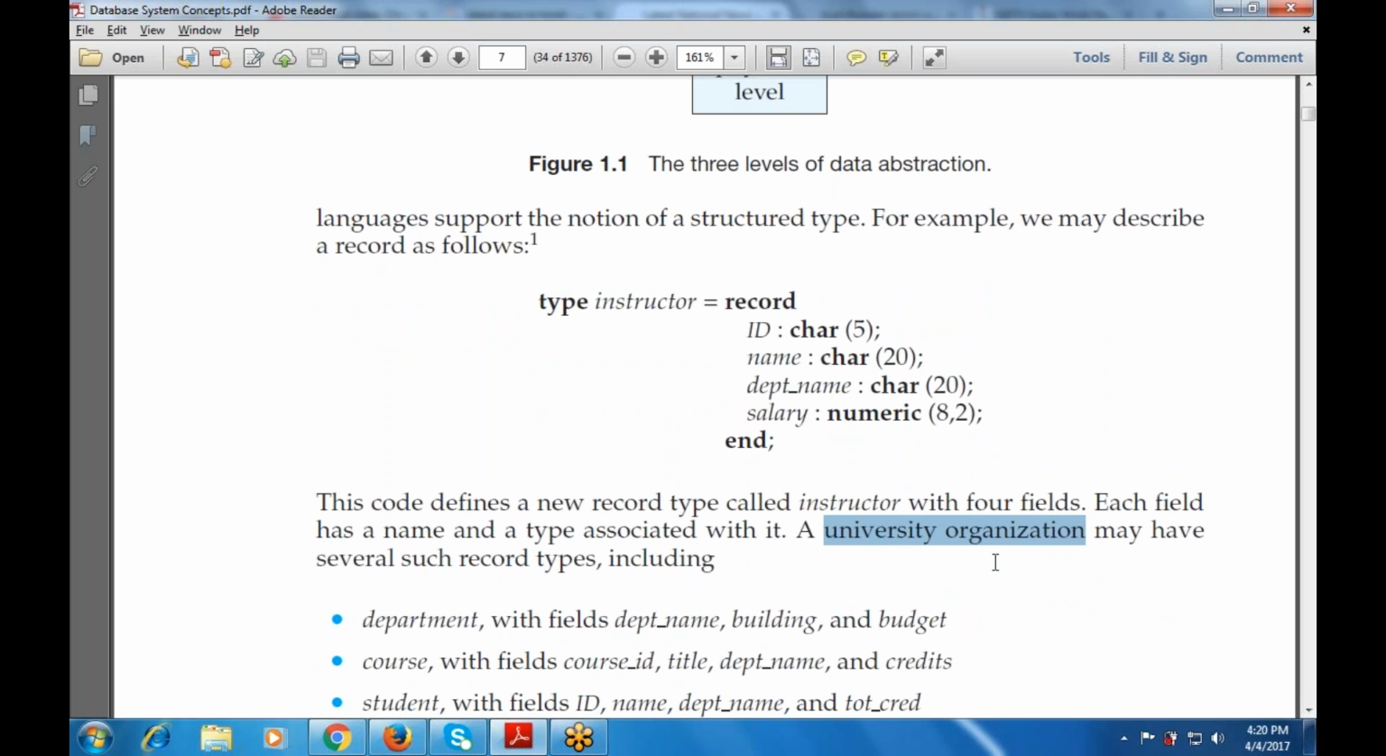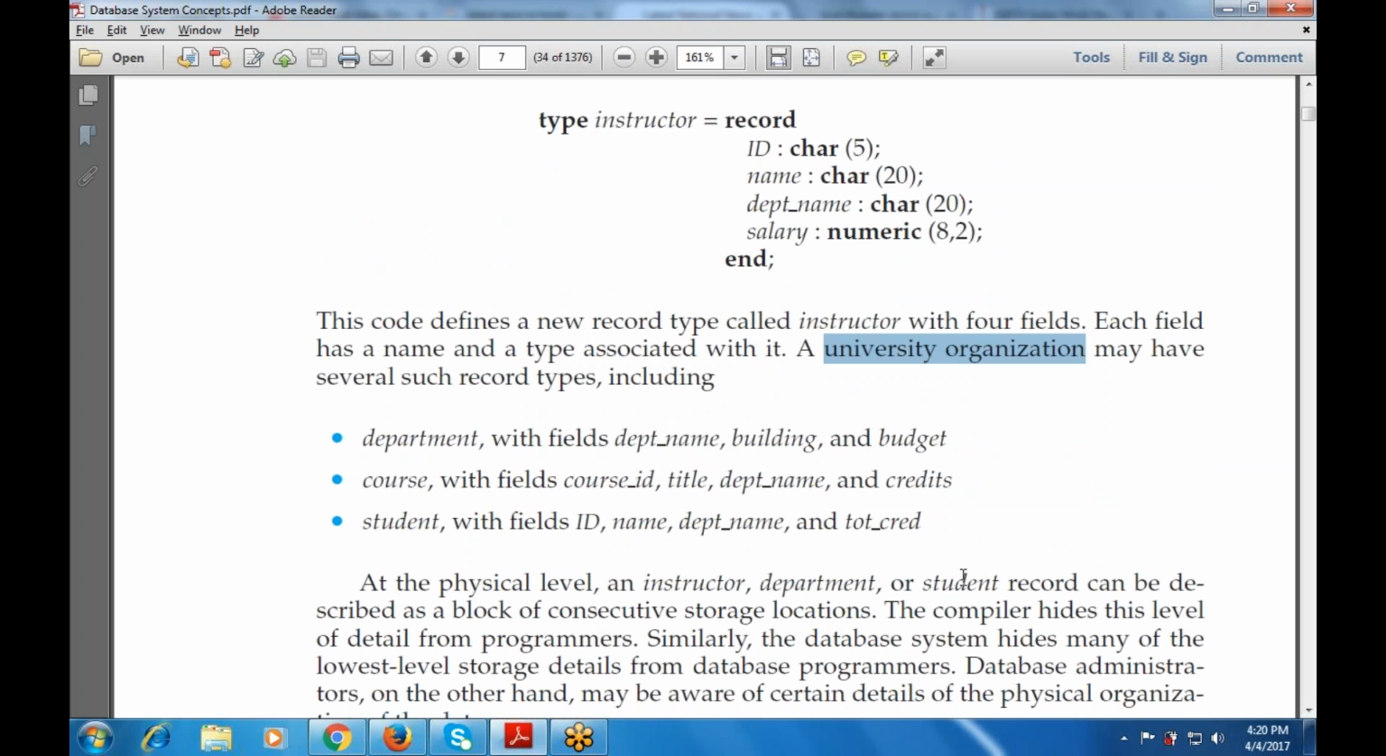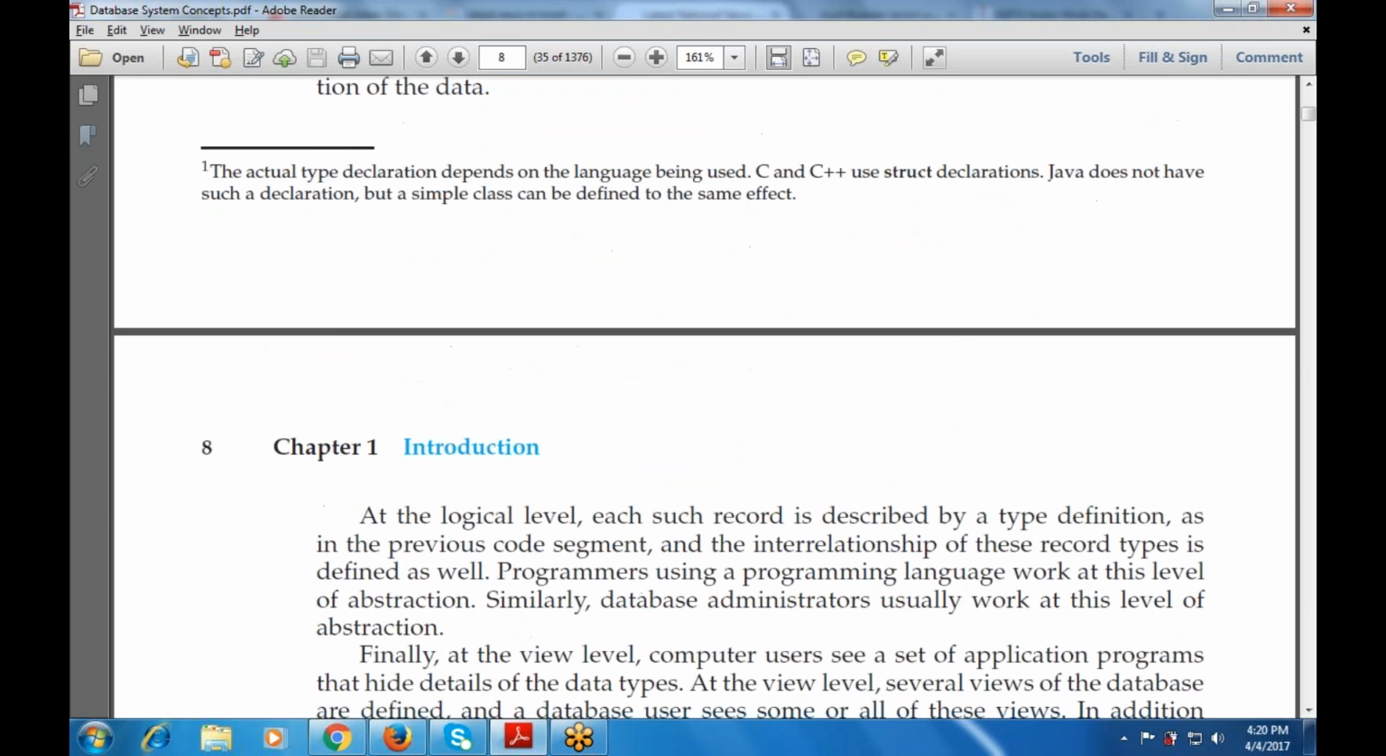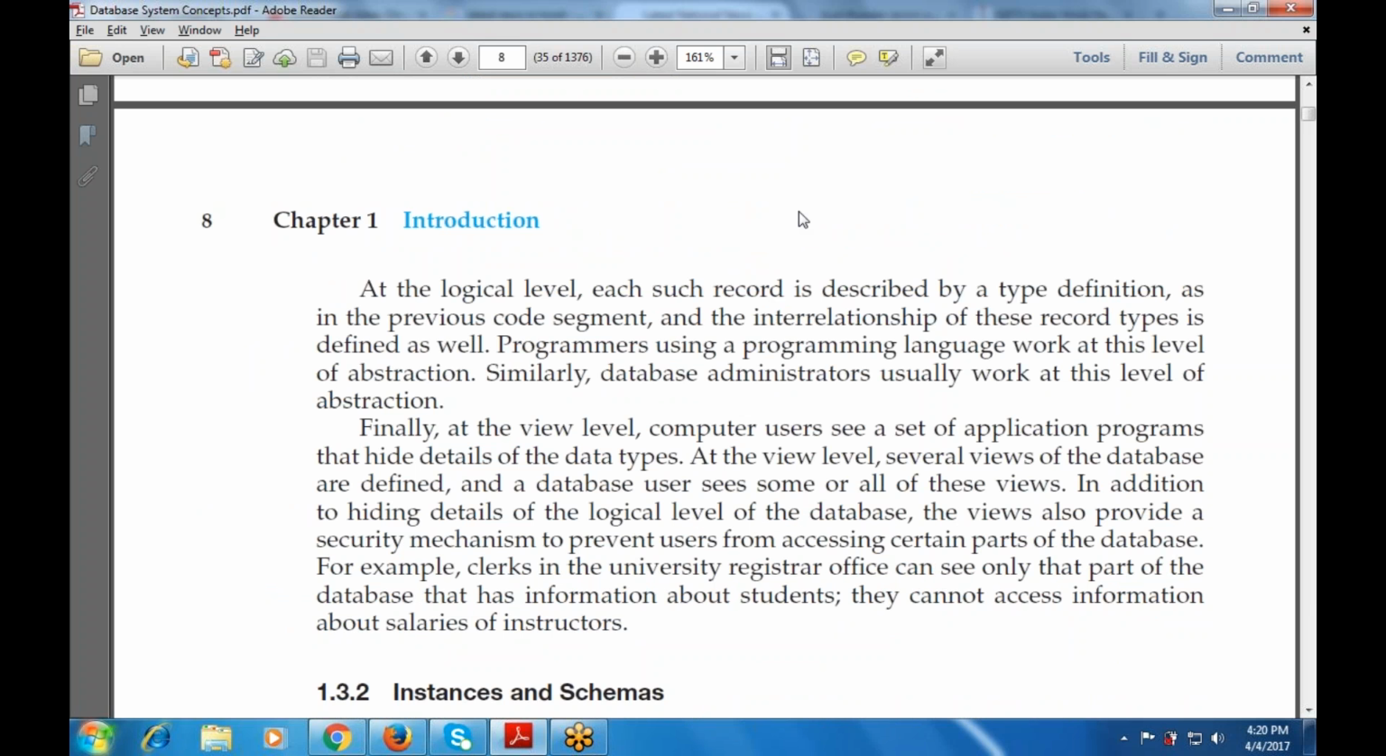In a university organization, we have several such record types, including department, course, and student. Department has various fields like department name, building, and budget. Course has course ID, title, department name, and credits. Student has ID, name, department name, and total credits. At the logical level, each record is described by a type definition, as in the previous code, and the interrelationship of these record types is defined as well.